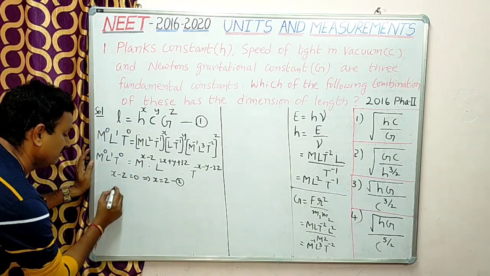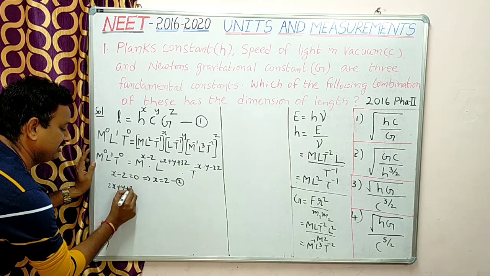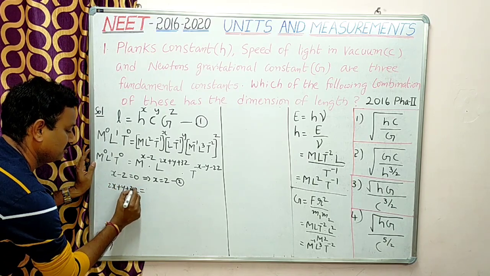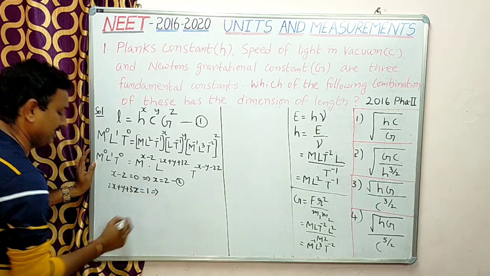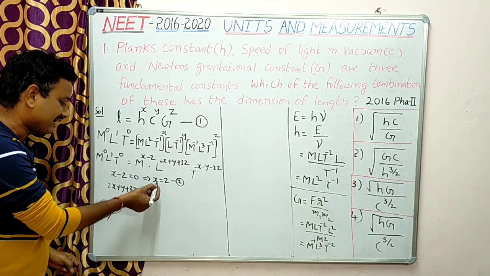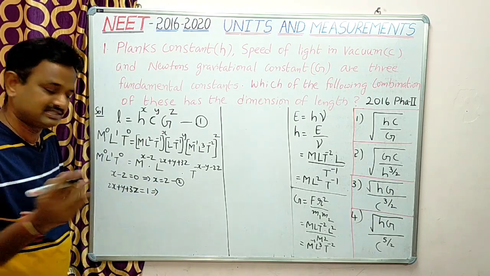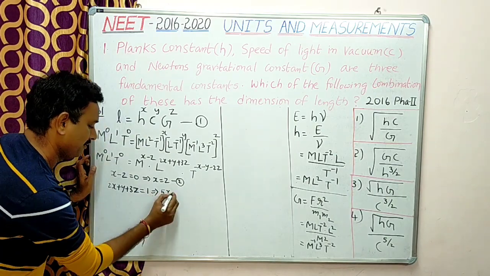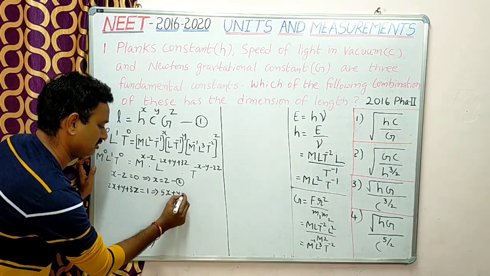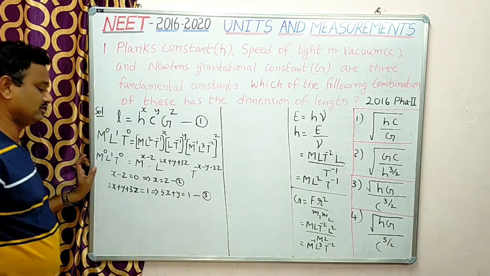Look here. That is 2x plus y plus 3z is equal to 1. That implies, see here, x equal to z. So instead of 3z I will write 3x. So 3x plus 2x, what is that? 5x plus y equal to 1. This is equation 3.